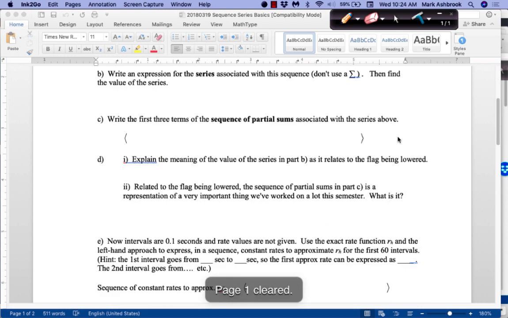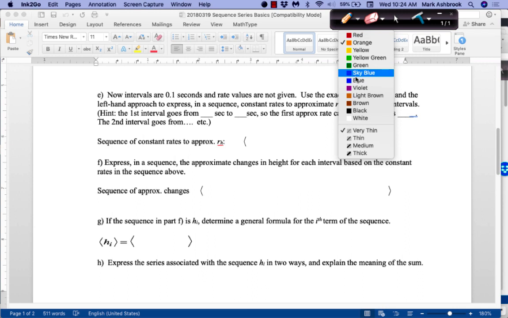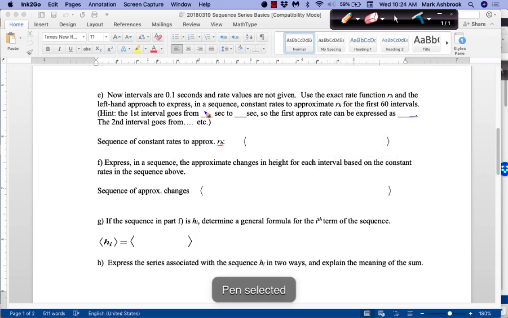Okay, now this one. So the first interval goes from 0 to 0.1. And so how would we write the approximating rate for that? So here's where your thing comes in. So what is that approximating rate for that interval? R sub h of 0. Function notation, right? R sub h of 0 would be the first approximating rate for the first interval.